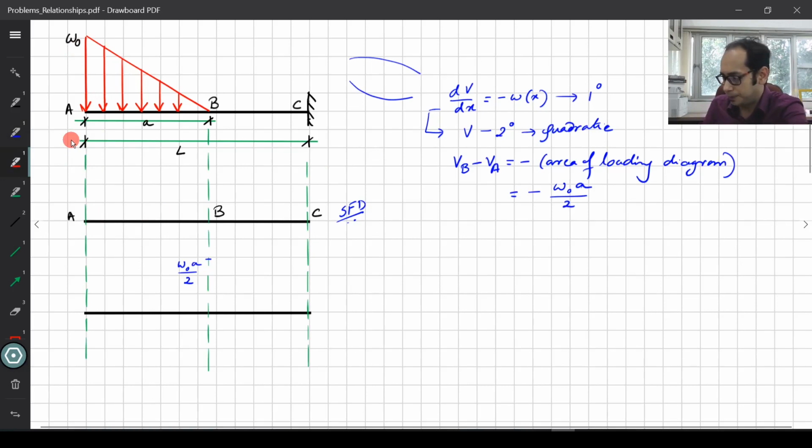So let's mark the slope over here. Here I will have a slope of minus W naught, and at this particular point B, what is going to be the slope, the dV/dx at B? It will be the value of the distributed load at B, and the value of the distributed load at B is equal to 0. So here the slope is going to be 0. So here you will have a flat slope.